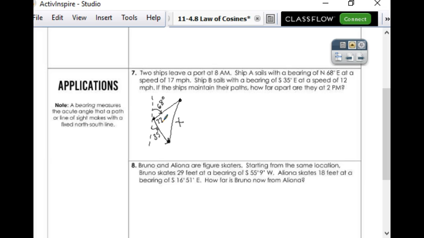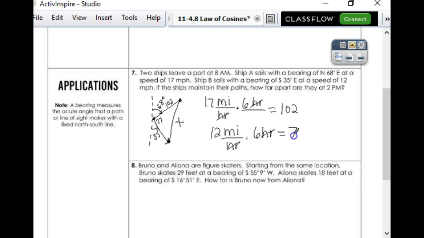So ship A sailed how fast? 17 miles per hour. And how long? So I sailed for 6 hours. So these cancel, and when you multiply, that gives me, is it 102? Yeah. So this is 102, the side. And ship B, how fast? 12 miles per hour. It also sailed for 6 hours. So this side is 72.